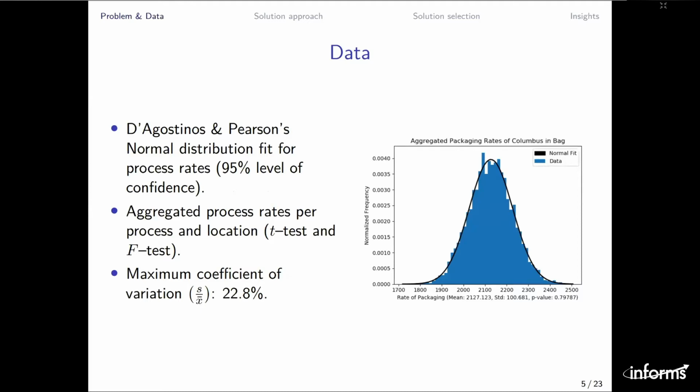Regarding the given data, we made the following analysis with the aim to determine its statistical distribution. First, we determined by applying the D'Agostino test for normality that the processing rates for each location, SKU, and process followed a normal distribution. Then, by applying a t-test and F-test, we determined that it was correct to work with aggregated process rates for each location per size, color, and flavor. For instance, in this example, we can observe the normal fit applied to aggregated processing rates for bagging in Columbus. On the other hand, considering that the maximum coefficient of variation was lower than 23%, we realized that we could include exact methods in our solution framework using average rates.